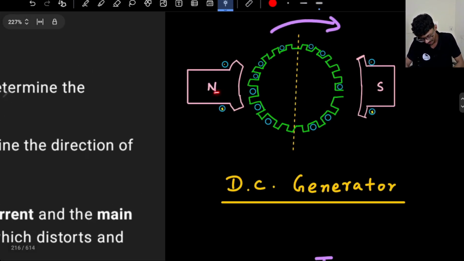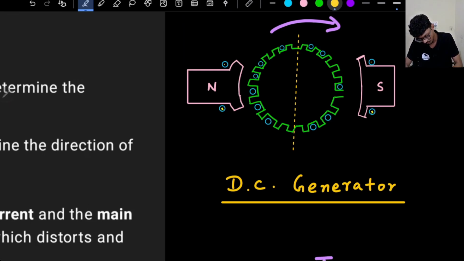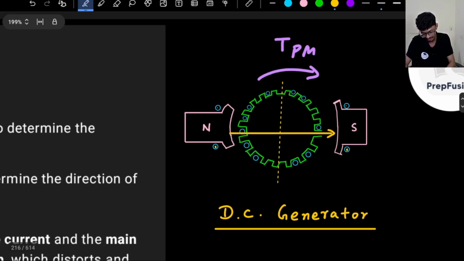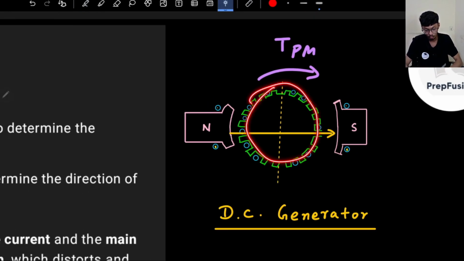So what is the direction of the main field? The direction of the main field will be in this direction, right? The main field direction is to the right, from left to right. So that is my forefinger. The forefinger is the direction of the field, the thumb is the direction of the torque. In the case of a DC generator I am moving this rotor in the clockwise direction.